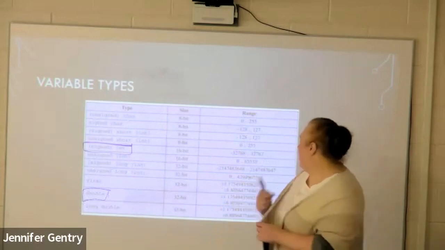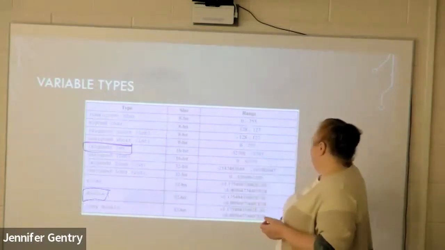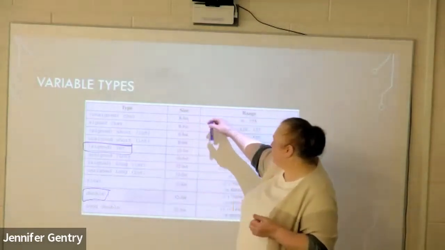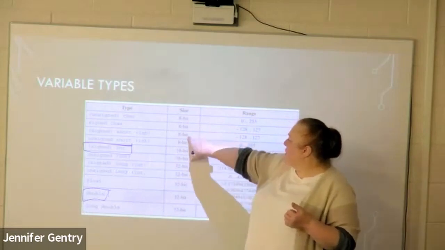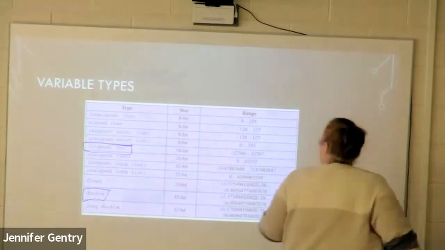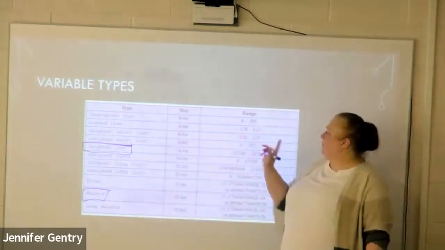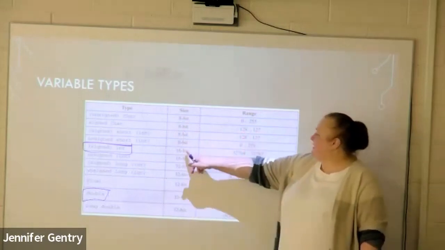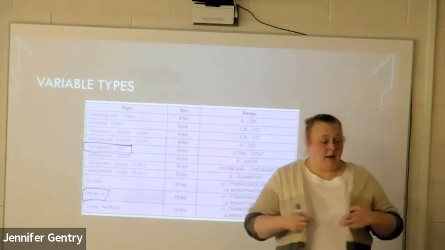Okay. And some of the differences between things like a short int and a regular int. See, a short is an 8-bit int. We talked about bits. Whereas a regular int gives you 16. So an 8-bit will only give you from negative 128 to 127. Whereas the regular with the 16 is negative 32,000 to 32,000. Okay, so just a bigger number.